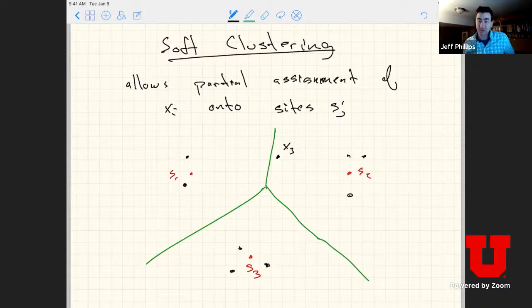I should assign it to site 2, right? But it's pretty close to this boundary. It's not too far of a distance between site 1 and site 2. I could easily change my mind and say that I'm going to assign it to site 1 instead, or at least it might be site 1. I'm not so sure, you know. And then there could even be an example here, x7. It's technically closest to site 3, but it's not that much further from site 2 or site 1, right? So I want to give these a partial assignment.